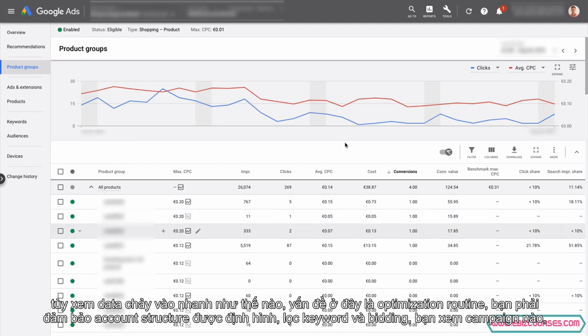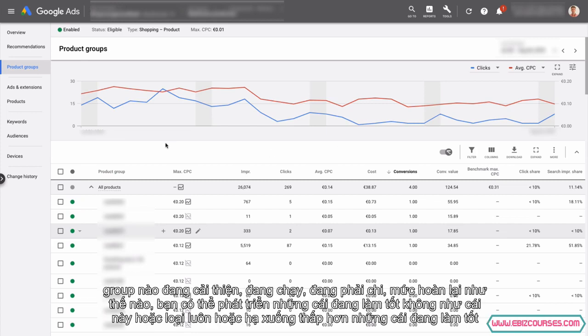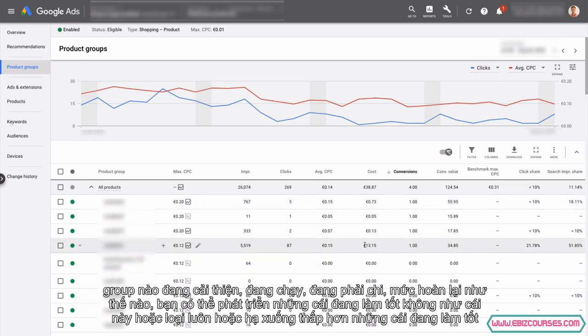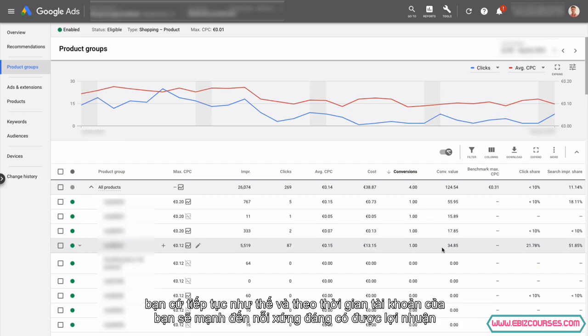So this is really the nitty-gritty stuff of the optimization routine. You make sure that your account structure is in shape. You go through your search terms report, filtering out all of the keywords, and then it comes down to bidding. You're looking at which campaigns, which product groups or products are spending, how much they're returning. Can you do more of the ones that are doing well, like this one? And can you do less or maybe even exclude or bid a lot lower from the ones that aren't doing well? And you just keep repeating this.